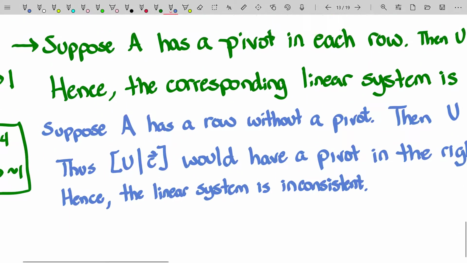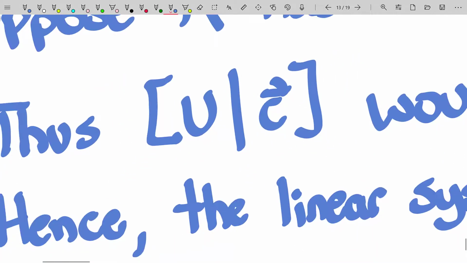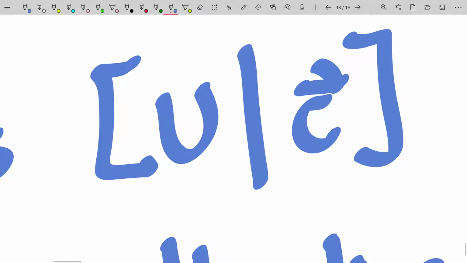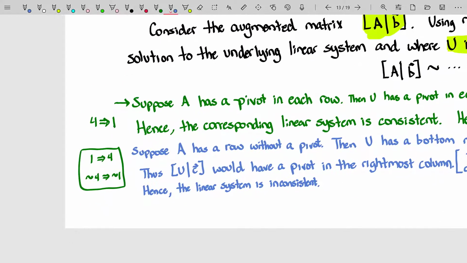And I write it shorthand here, hence the linear system is inconsistent, but really I mean the linear system associated with U, the echelon form of A, augmented with C. Remember, you can do the inverse of row operations, so you undo all the row operations that got you to U augmented with C, and you'll get back to A augmented with B. And remember, row operations don't change solutions, so the fact that the linear system associated with this one doesn't have a solution means the linear system associated with Ax equals B also does not have a solution.